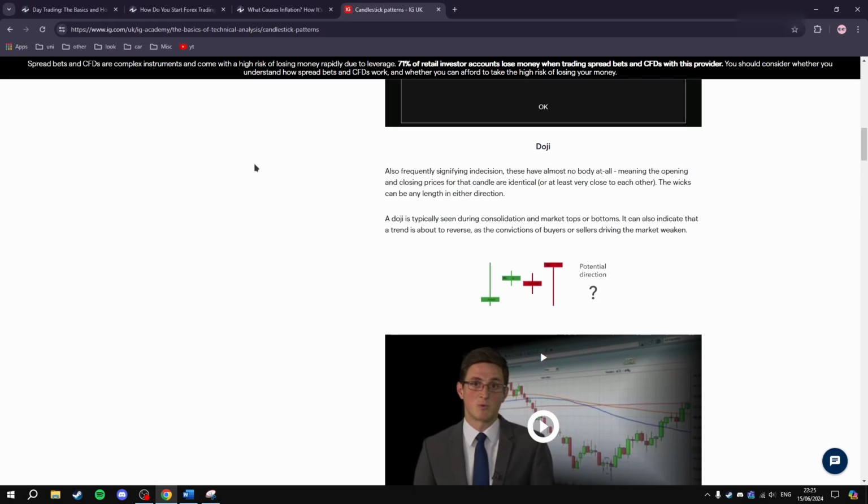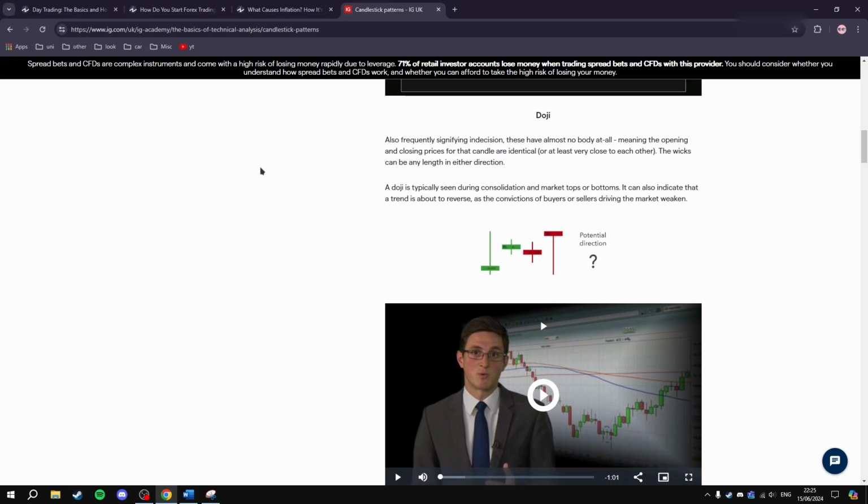Doji also frequently signify indecision. These have almost no body at all, meaning the opening and closing prices for that candle are identical, or at least very close to each other. The wicks can be any length in either direction. Doji is typically seen during consolidation, at market tops and bottoms. It can also indicate that a trend is about to reverse, as the conviction of buyers or sellers driving the market weakens.